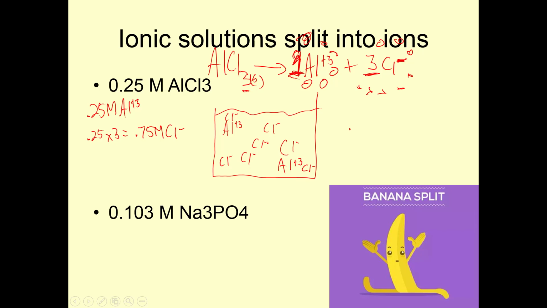Now, if I have Na3PO4, we spent all that time learning those ions. We need to see that as a unit. Do you see how I have 3 Nas? So I'm going to have 0.103 times 3 as the molarity of Na, which is going to be 0.309 molar of that ion. And then I have 0.103 times 1 for phosphate, which is 0.103 molar phosphate.